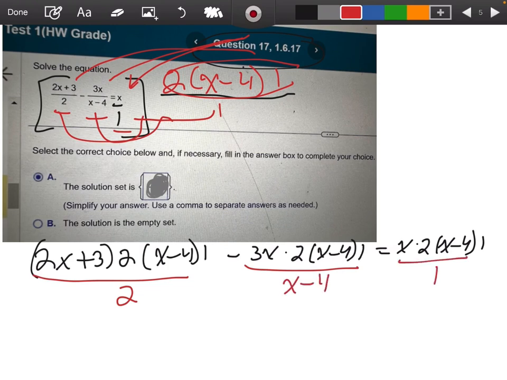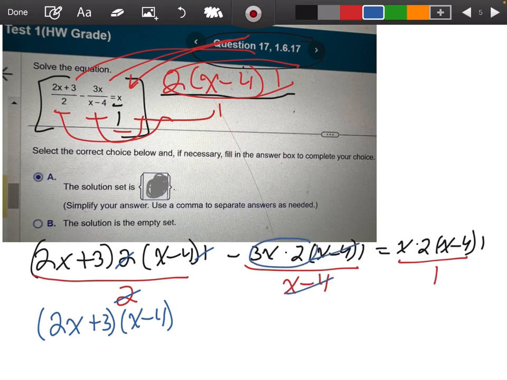Okay. Now, if we did this right, y'all, some things should start to cancel out. So let's start canceling out our like terms. So the 2's are going to cancel out. So I'm left with a 2x plus 3 and an x minus 4. And we don't really need to multiply by the 1. It's not going to change it. Here, my x minus 4 is going to cancel out.